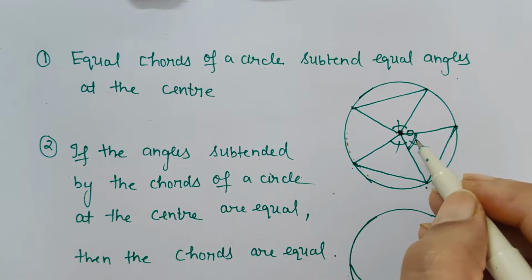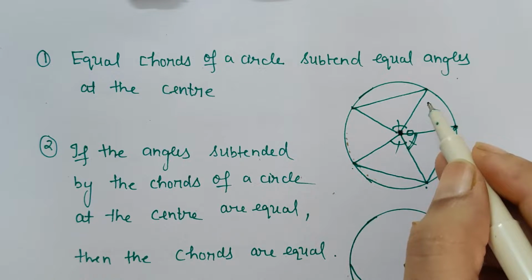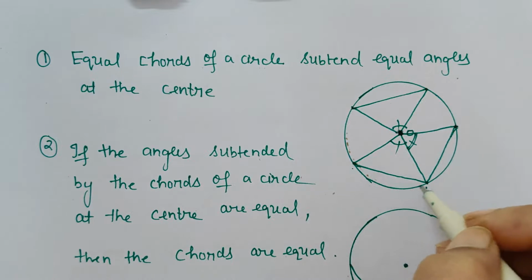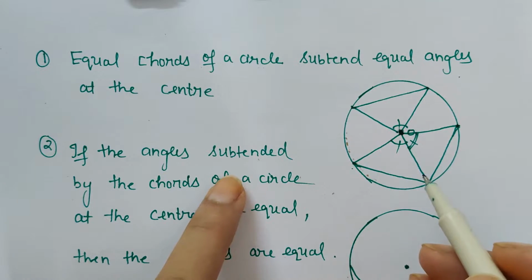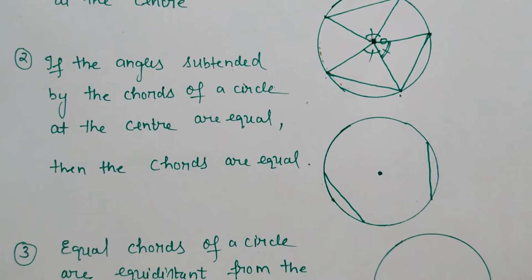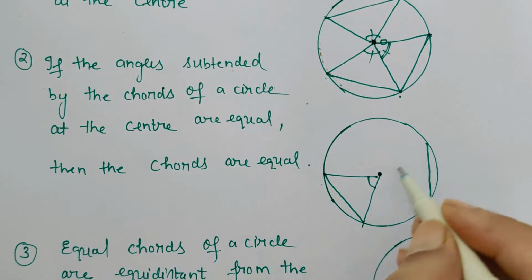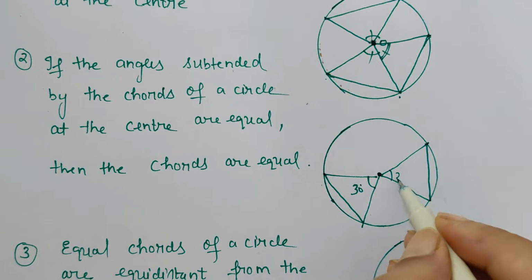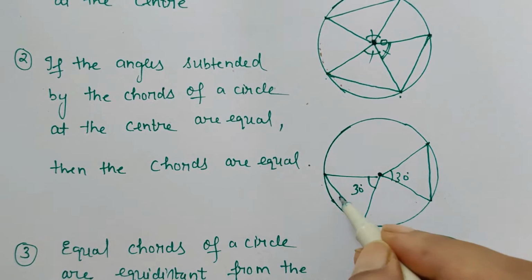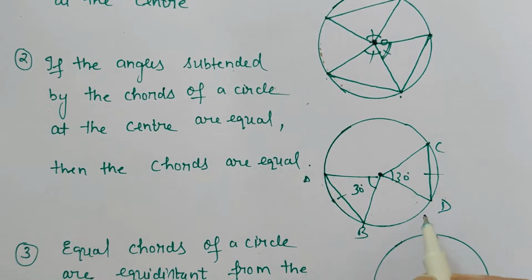Now what if we are aware that the angles subtended by some chords are equal? Then we can also say that their lengths will also be equal, just the reverse of it. That means if the angles subtended by the chords of a circle, let us suppose these are the two chords, and we are aware that the angle which they are subtending, suppose this is 30 degrees and this is also forming 30 degrees, then we can also say that their length is also equal. AB is equal to CD. This is what we can say, just the reverse of the previous statement.